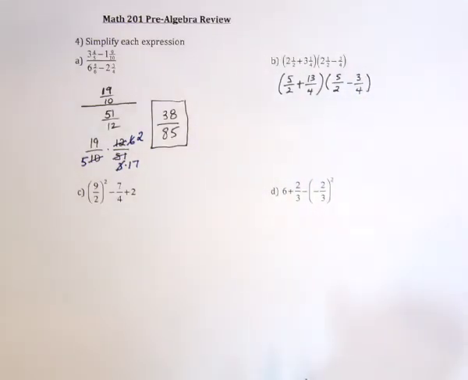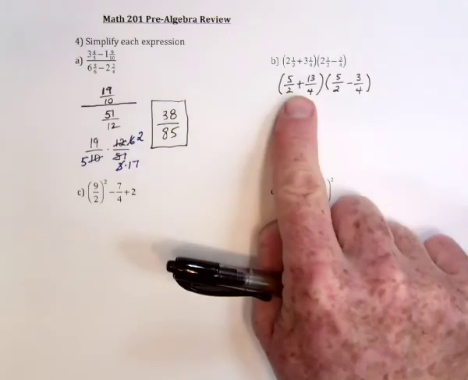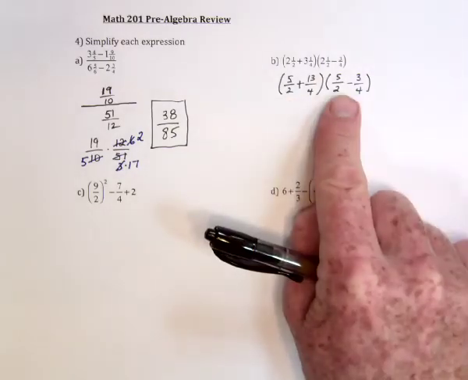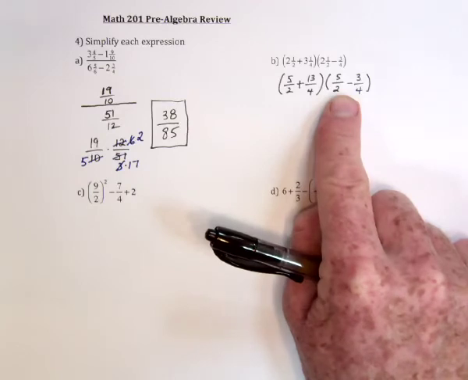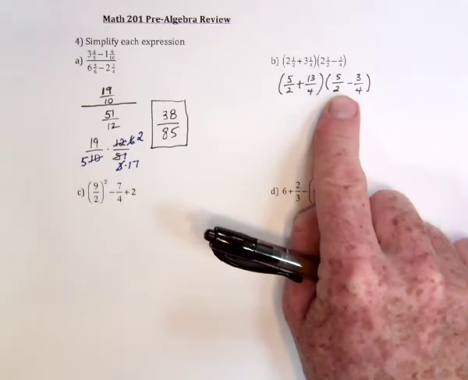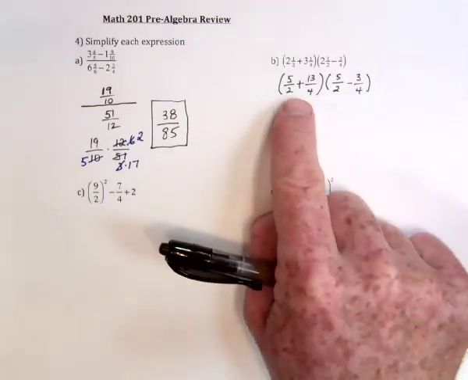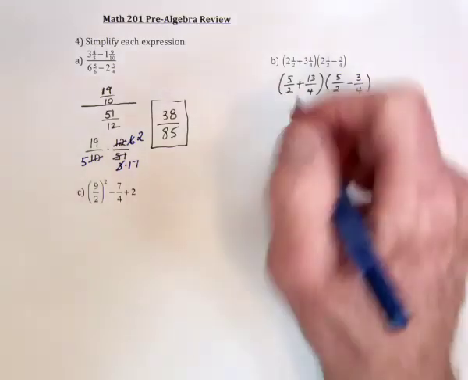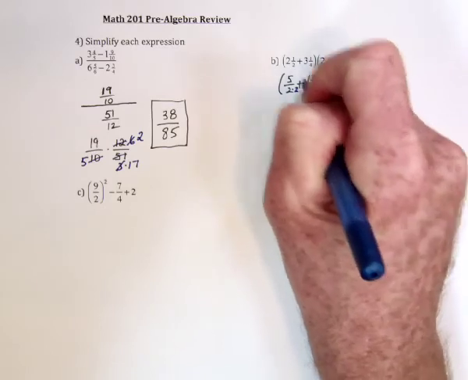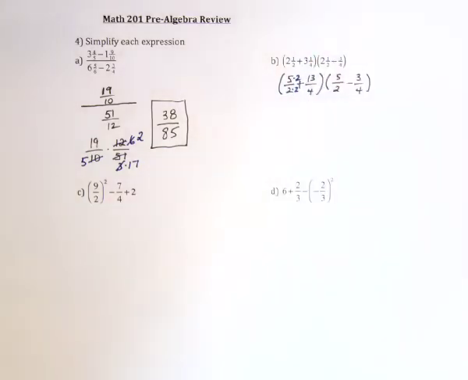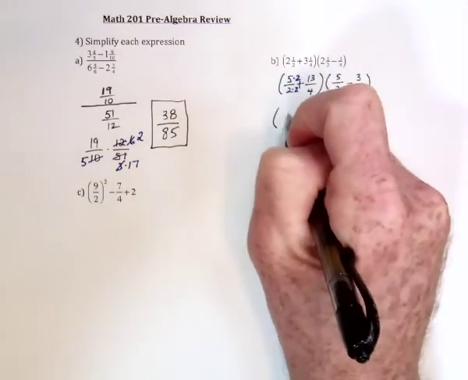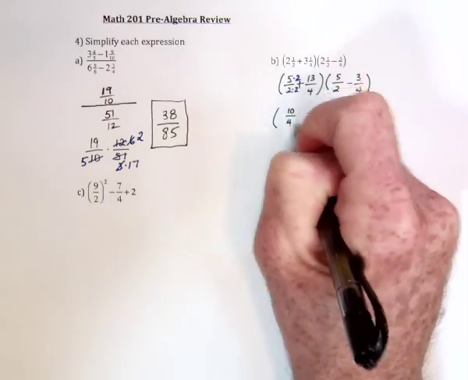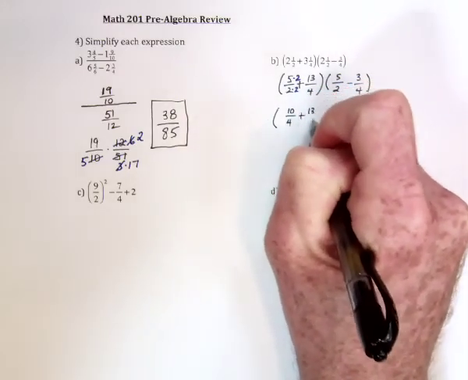Now because of the parentheses, we still need to simplify everything in the parentheses here, then simplify everything in the parentheses here, and then in order to get rid of the parentheses, multiply. So over here, we need a common denominator, which is a 4. This one can be changed into a 4 if we multiply the top and the bottom by 2. So that's going to be parentheses 10 fourths plus 13 fourths.